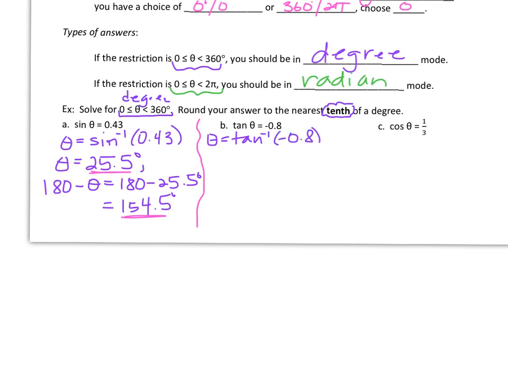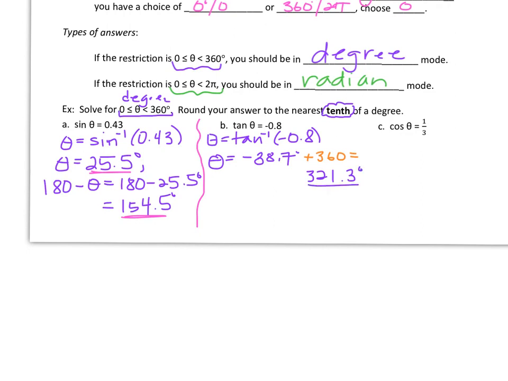But watch what happens here, everybody. If we type this into our calculator, tan negative 1, and then negative 0.8, I get a negative angle measure, negative 38.7. And we can't have a negative angle measure, so right away you're going to want to add 360 to that. And if we take negative 38.7 plus 360, we get 321.3 degrees. There's one of our answers.